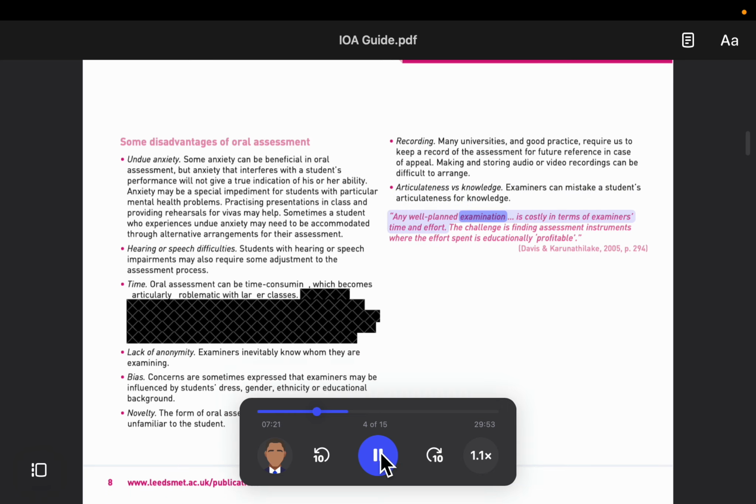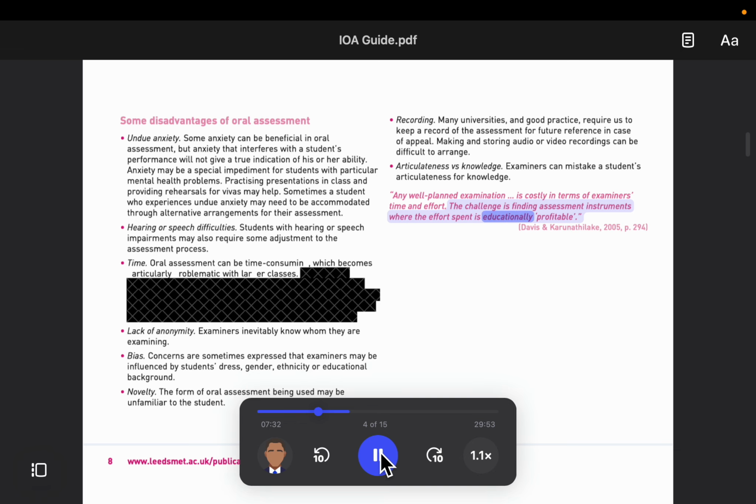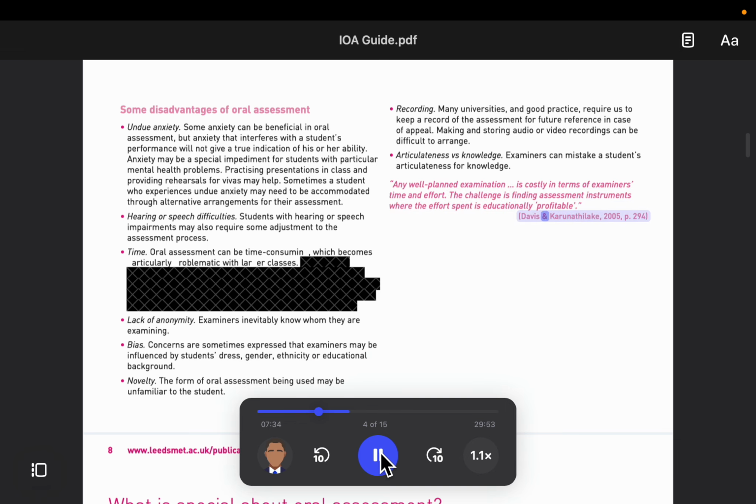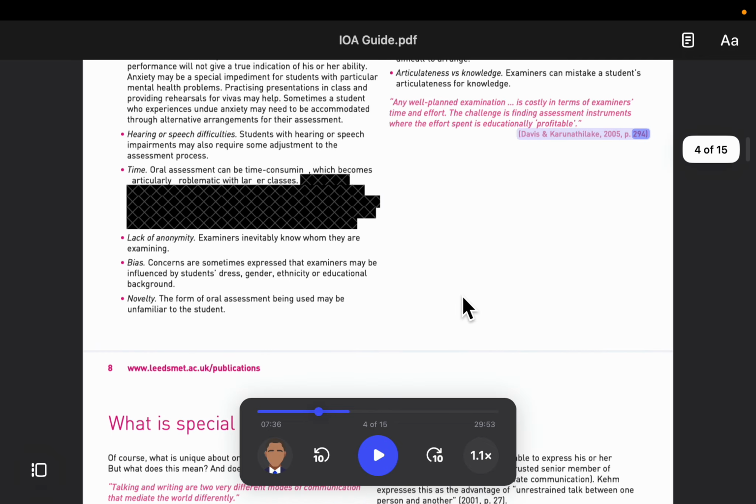Any well-planned examination is costly in terms of examiners' time and effort. The challenge is finding assessment instruments where the effort spent is educationally profitable. Davis and Karunatilaki, 2005, P294. I would say in our context, the reason we would bother with IOAs is that the extra planning time ends up paying dividends in grading time. And we'll talk about that more when we talk about feedback conferences. But yeah, these are absolutely going to take more time to plan, but they take so much less time to grade that I found it to be a positive trade in my classroom.